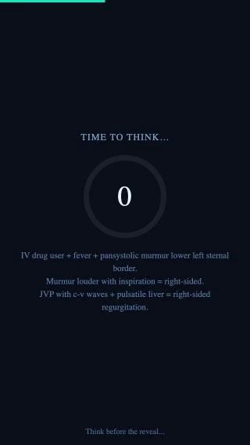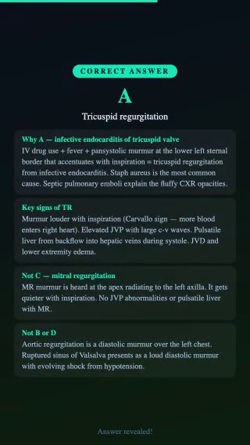The correct answer is A, tricuspid regurgitation. This patient has infective endocarditis of the tricuspid valve causing tricuspid regurgitation. Intravenous drug use is the classic risk factor, and Staphylococcus aureus is isolated in the majority of cases.